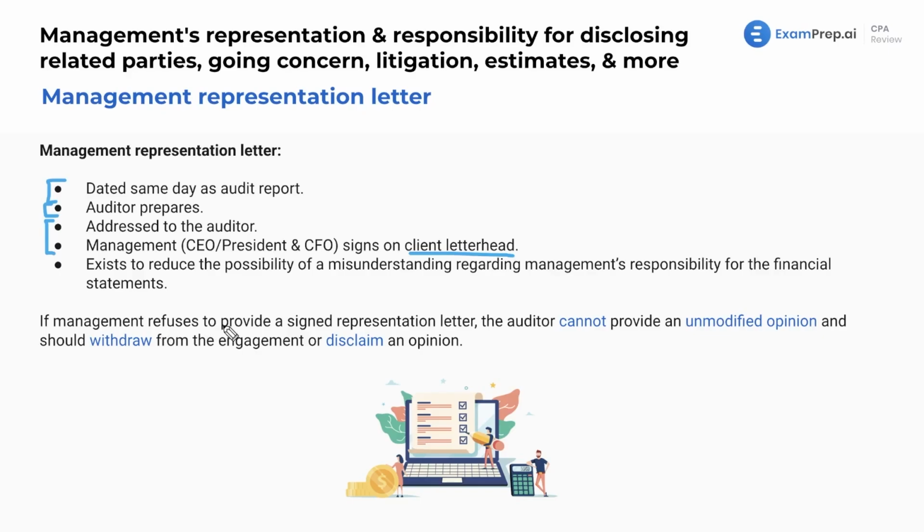If management refuses to provide this letter, well, that's a problem. That's a critical piece of audit evidence there. The auditor cannot provide an unmodified opinion and should withdraw from the engagement or disclaim an opinion. This is a scope limitation, just like if they don't give you certain audit evidence, just like if the client restricts access to certain employees. Any scope limitation is going to result in a withdrawal from the engagement or a disclaimer of an opinion.